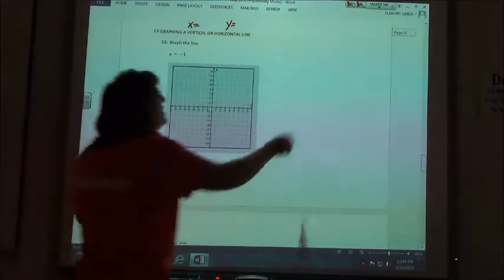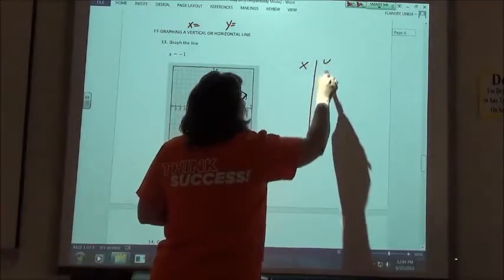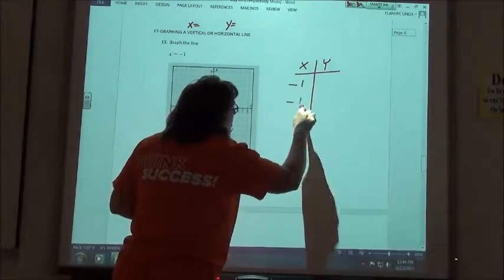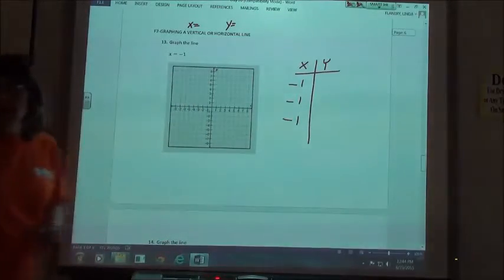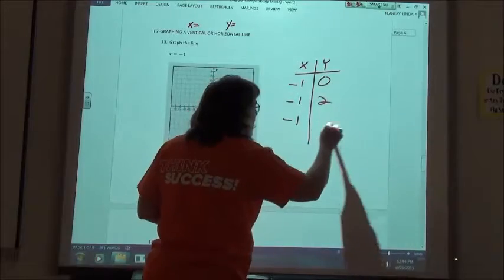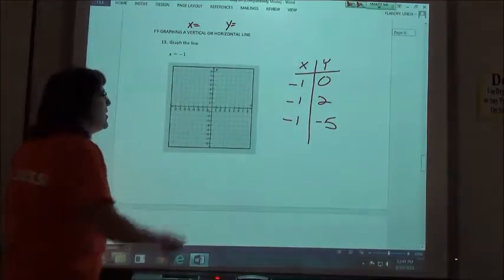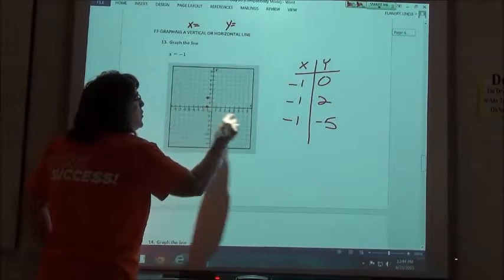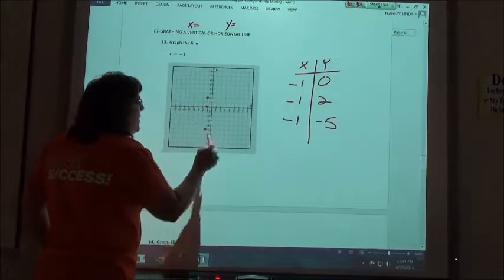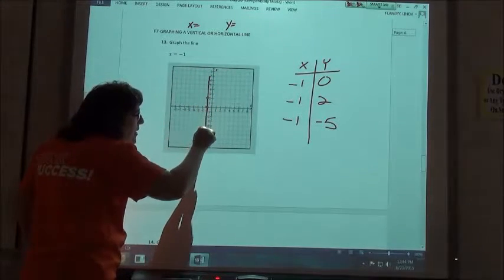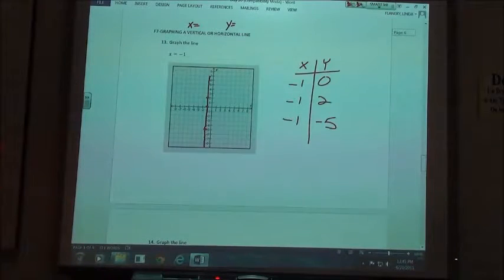What this really means is if you were making a table, all of the x values of my points would have to be -1. The y value doesn't matter what it is. It might be 0, it might be 2, it might be -5. If I plotted those points, (-1, 0), (-1, 2), and (-1, -5), you see you end up with your dots all lined up in a vertical line touching x equals -1 on my x-axis.